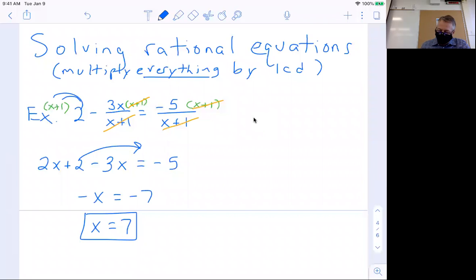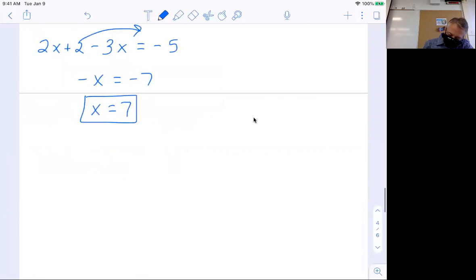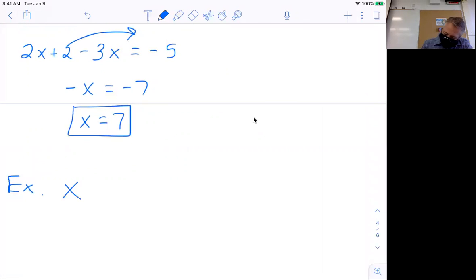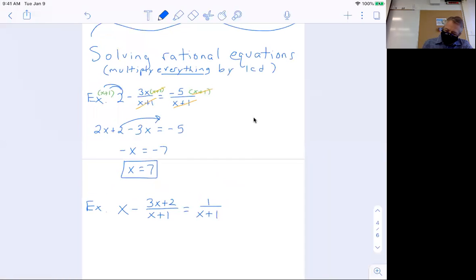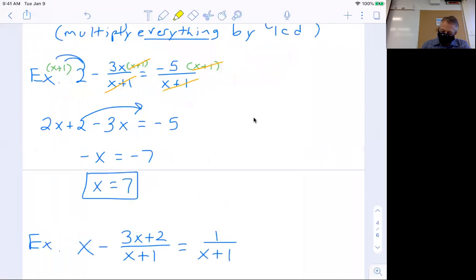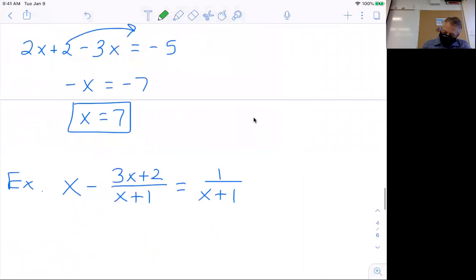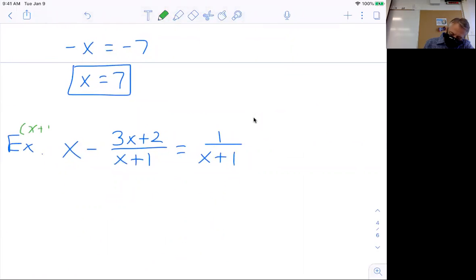All right, so let's try another one here. So our next example, we'll have x minus 3x plus 2 over x plus 1, and that equals 1 over x plus 1. So again, we're going to multiply everything by the common denominator. The common denominator in this case is x plus 1 again. So I'm going to write x plus 1 here, x plus 1 here, and x plus 1 here.